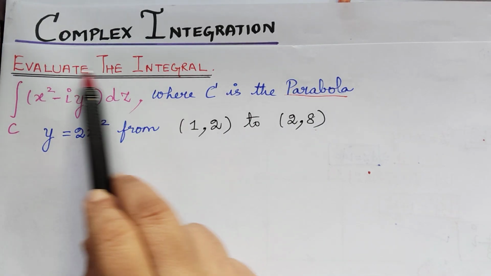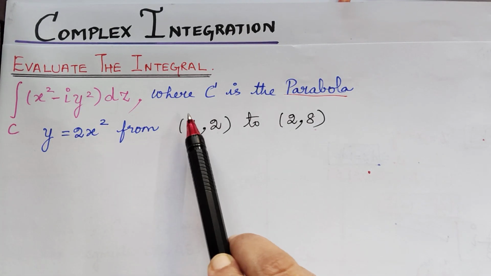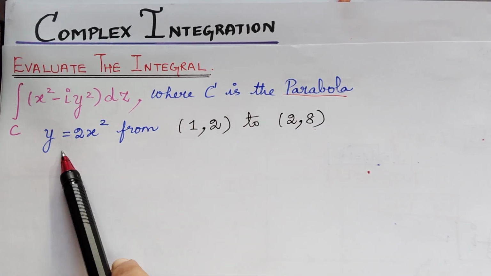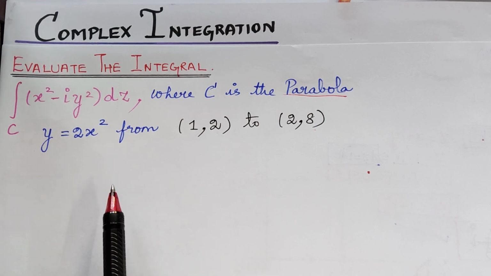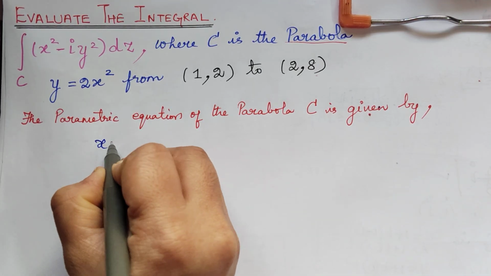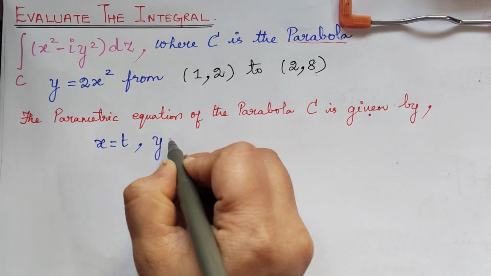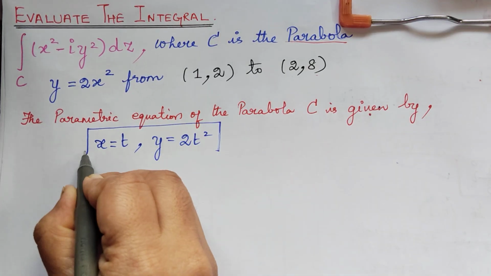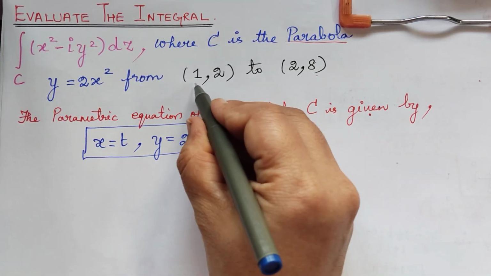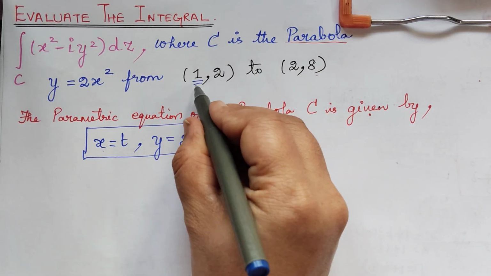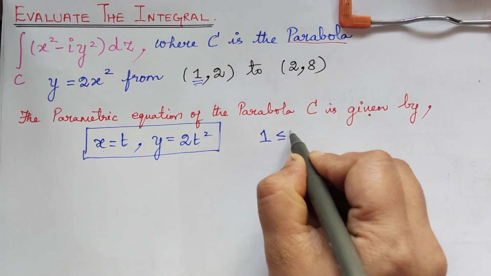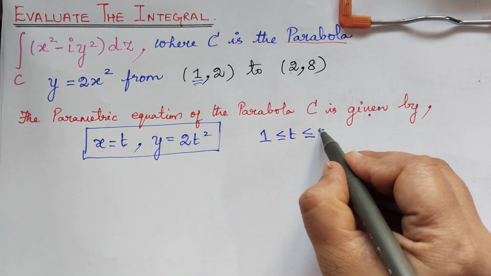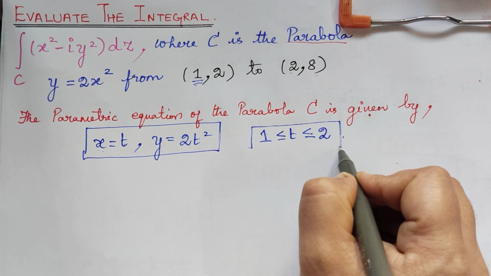Now, in order to evaluate this integral, the first step is to write the parametric equation of the parabola y equal to 2x square. So let us write that first. x is equal to t, y is equal to 2t square. This is the parametric equation. Now, when x is 1, t is also 1, so 1 is less than or equal to t, less than or equal to when x is 2, t is also 2. So the value of t ranges from 1 to 2.